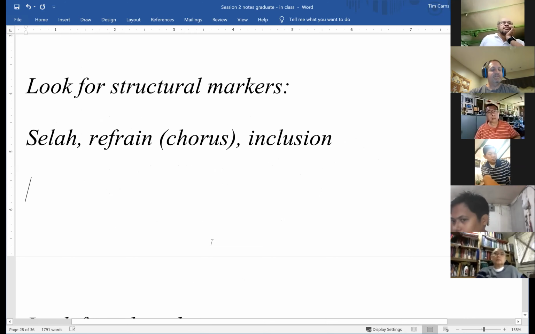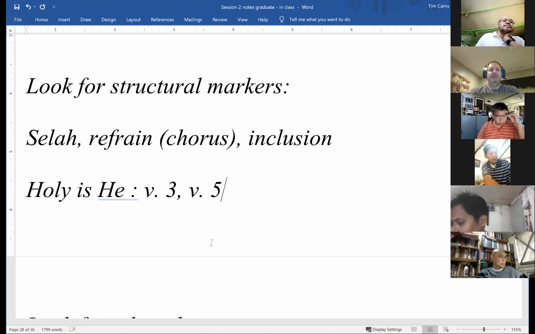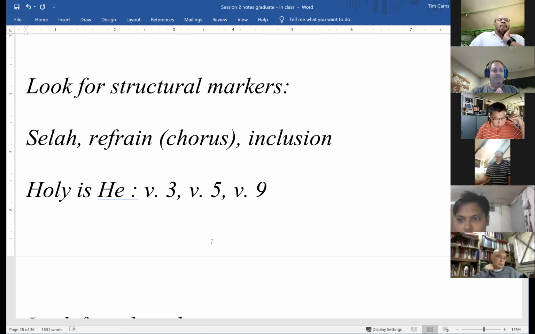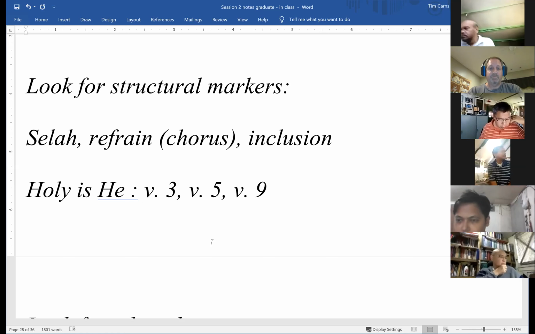Yes, did you notice there is a repetition of "holy is he"? Where? Verse 3 and verse 5, and then verse 9 says, "Holy is Yahweh our God." So it's very, very close. Okay, this is helpful. If we look at the psalm, we see this repetition of this particular statement: holy is he, holy is he, holy is he. So that might indicate the ending of each of those stanzas. This is a place to start. So this structural marker indicates possibly we have the following.